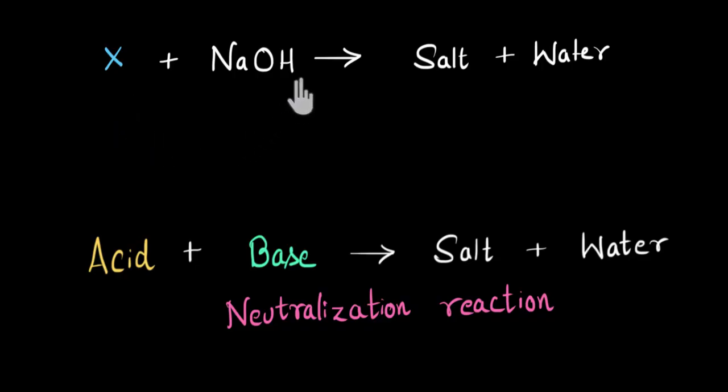See, here we are given that NaOH is one of the reactants, and we know that NaOH is a base and it is giving us salt and water. Then I know for sure that X can only be an acid. It could be any acid, I don't know what acid it is, but it has to be an acid.